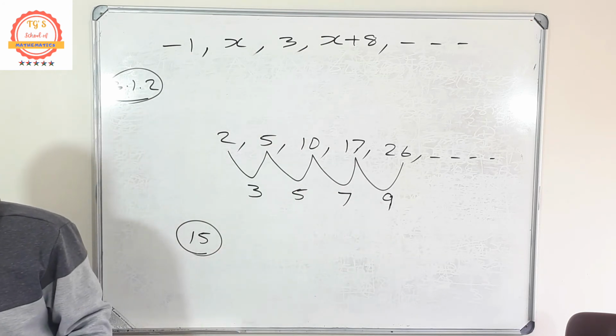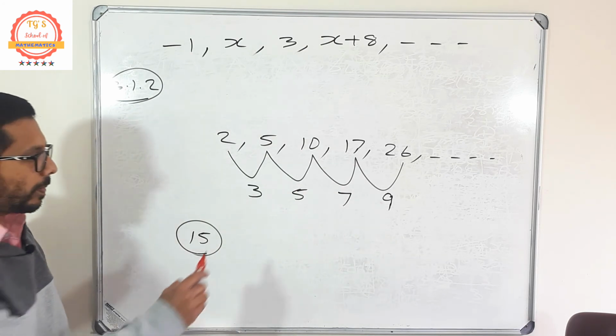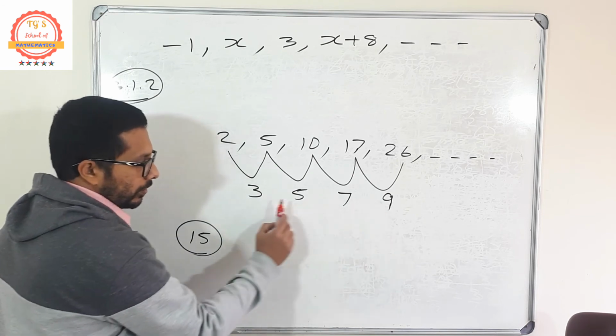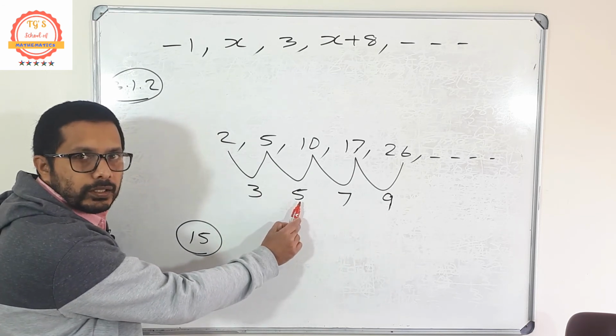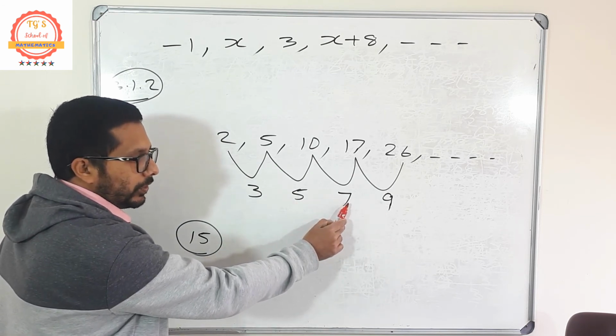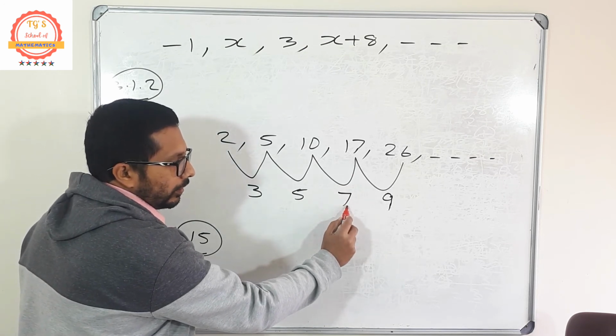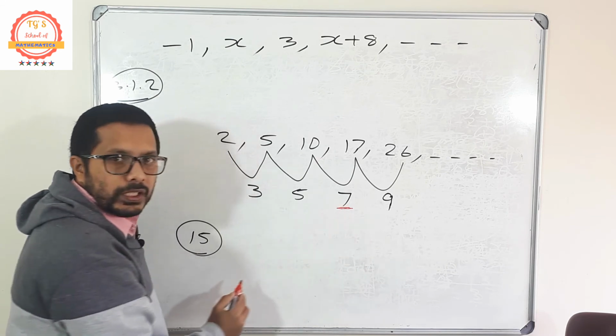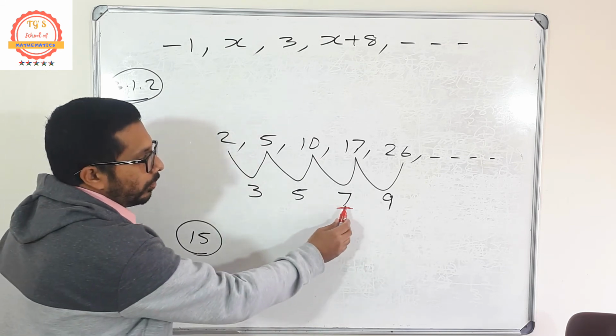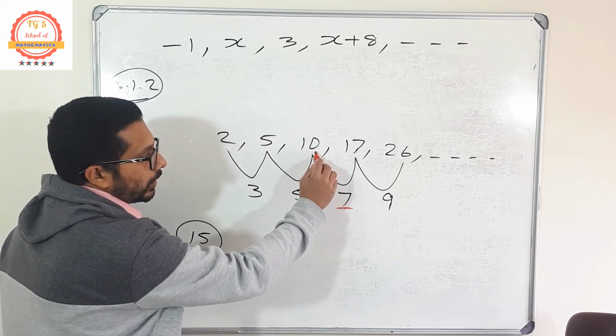So look at the first difference. This is the first difference. 3 plus 5, 8. 8 plus 7, 15. So when it is here, it is 15. So now look at the quadratic sequence.